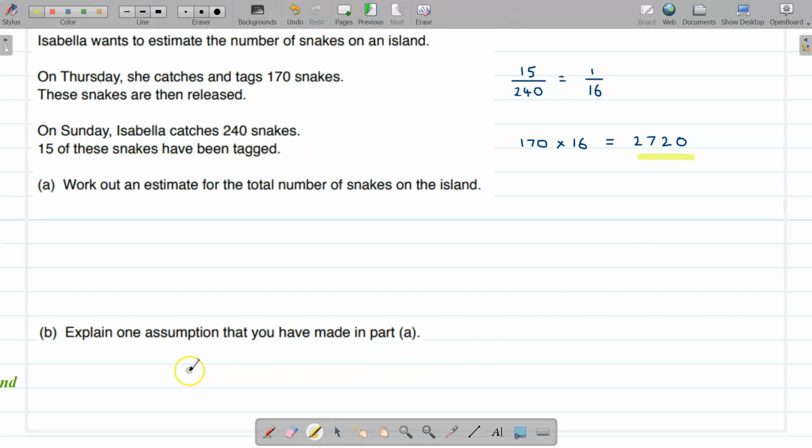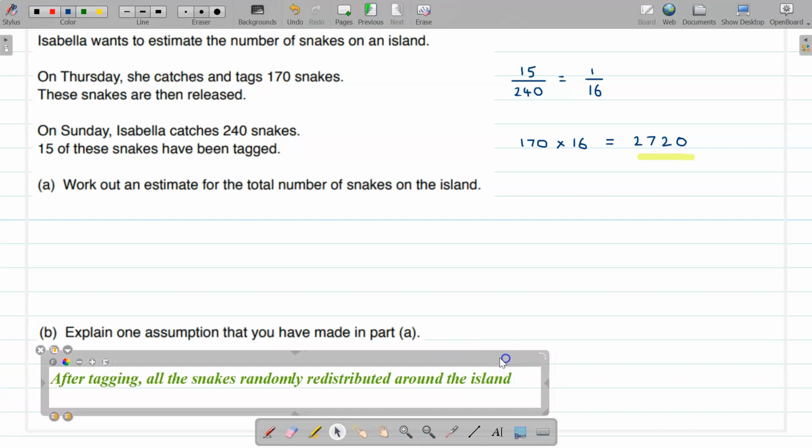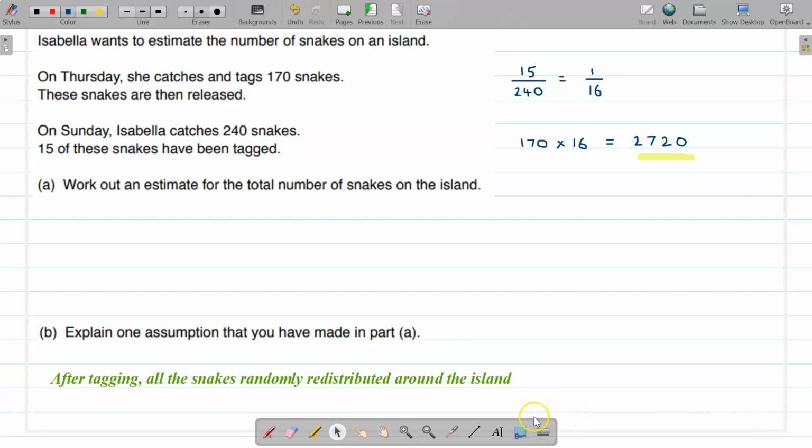And for part B, explain one assumption that you've made. Well, this often comes up, and it's simply this, that when the snakes were tagged and released, they immediately, or not immediately, but over the next few minutes or hours, mixed up again and randomly distributed themselves around the island. They didn't just sit there in the same place waiting to be caught again. So something like this: after tagging, all the snakes randomly redistributed around the island. That's what I would say for part B.